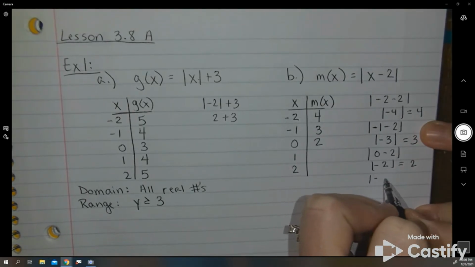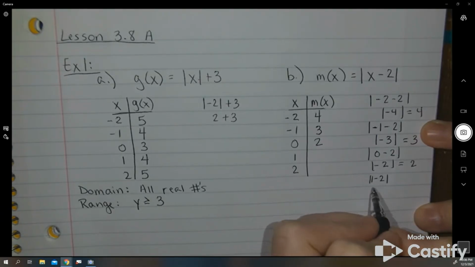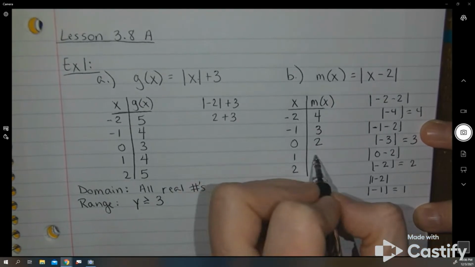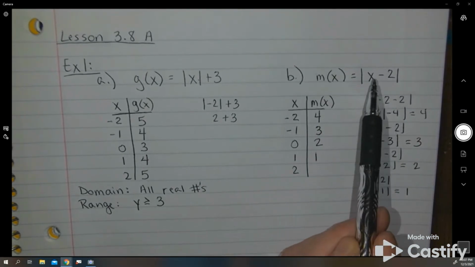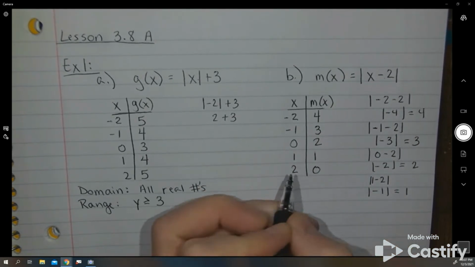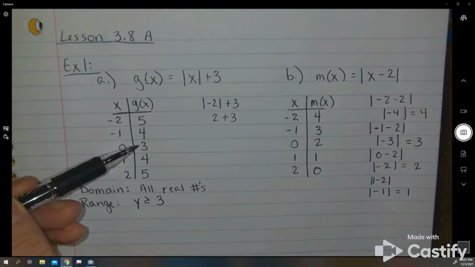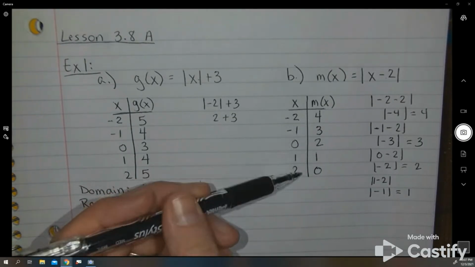Then I have 1 minus 2, and 1 minus 2 is negative 1. And the absolute value of negative 1 is 1. And then we're going to keep going, and we have 2 minus 2 is 0. The absolute value of 0 is 0. But I want to show you, on this side, notice how we got to a point where there was a number that was only one of them, and then we started repeating the numbers again. We haven't gotten there yet.